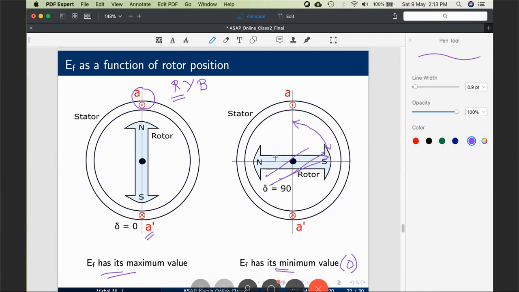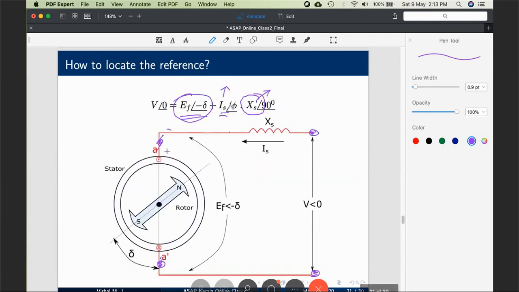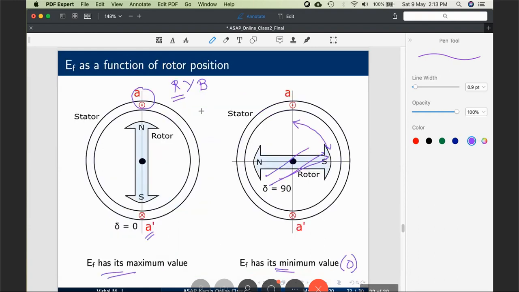Clear? So remember, we cannot measure the EF directly. We cannot calculate EF directly, but we have to obtain the value position of EF to synthesize the voltage according to that. According to that means we have to synthesize voltage 90 degree displaced with respect to EF. So we have to know EF, then only we can realize voltage vector from the inverter.